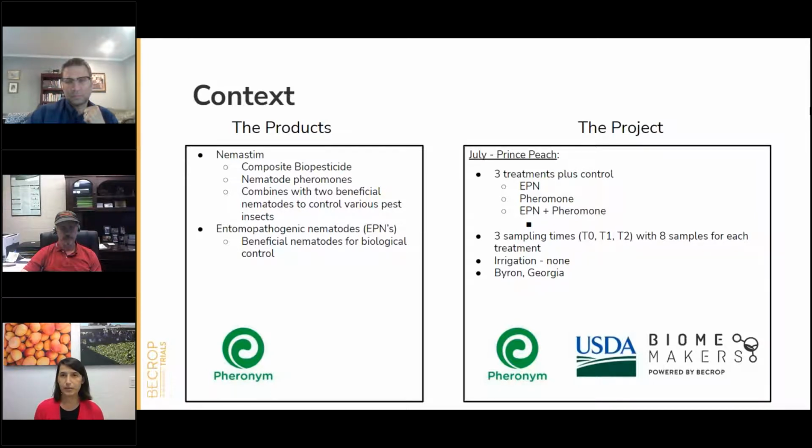For each treatment, we also had 8 samples. We have learned that with field trials, you need a lot of replications. And with microbiome, we wanted to see differences, whether they were statistically significant. We provided the pheromones to David, and David's lab collected the samples according to the suggestions from Biome Makers, and they were sent to Biome Makers, who did the analysis. Now let's hear from Jacob for the analysis.